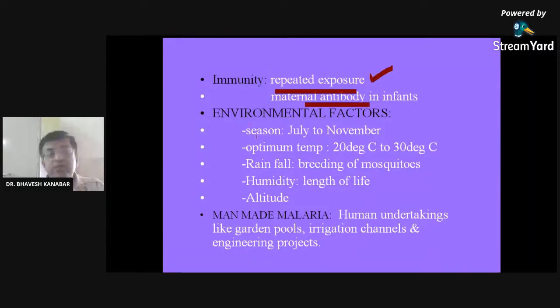Environmental factor: season. The most common season is July to November, that is the post-monsoon season. Why post-monsoon? Because after the monsoon there is lots of water collection, and water collection favors mosquito development, so mosquito bites occur more frequently and can lead to the transmission of malaria. Optimum temperature is 20 to 30 degrees centigrade. Rainfall favors the breeding and development of the mosquito. Humidity can lead to longer life: if more humidity is there, the life of the mosquito is longer. High altitude may have lower frequency.